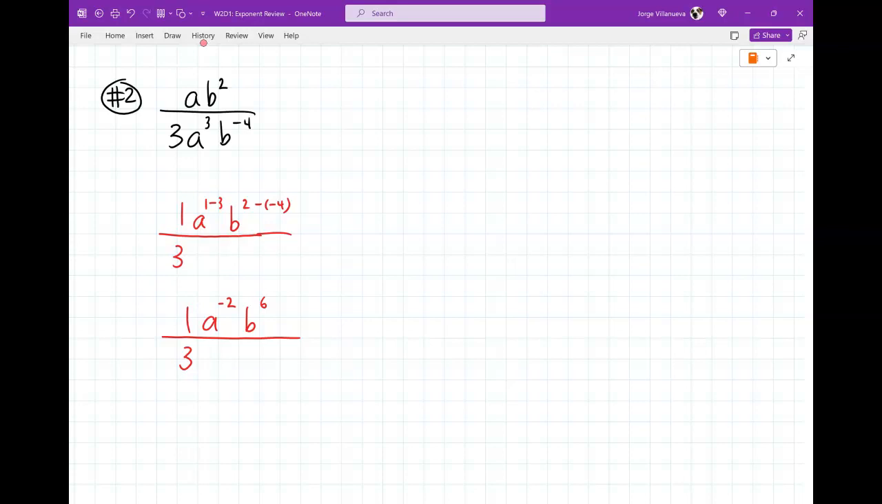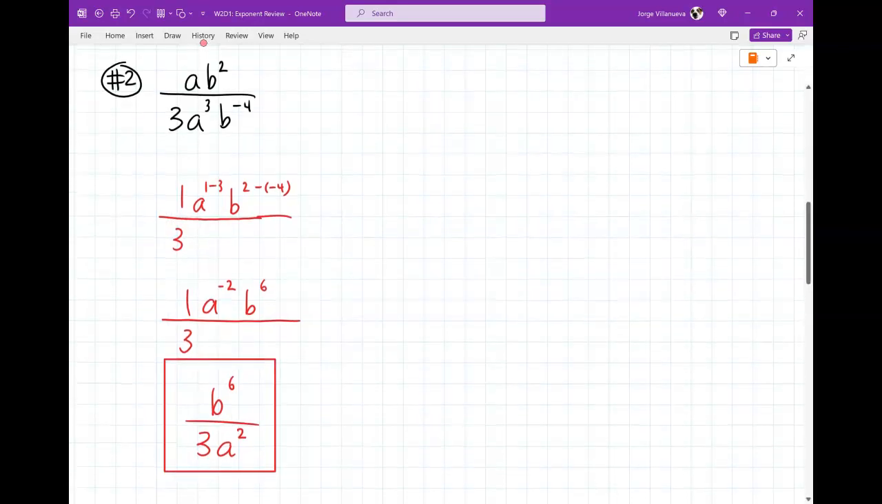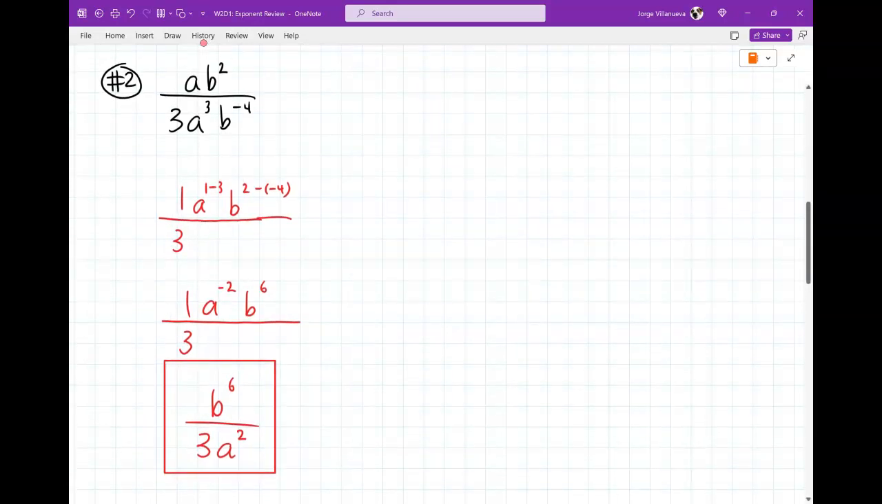So I'm basically done. I just got to fix that negative power. A to the negative 2 is going to go down. It'll become an a squared in the denominator. So I'm going to write b to the 6th over 3a squared. Notice I did get rid of the 1 on the top because I don't need it. 1 is just a placeholder, but there is something there already, so I don't need to show it. If you want to, that's okay, but it's not necessary. So there's my answer for number 2. Okay, b to the 6th divided by 3a squared.